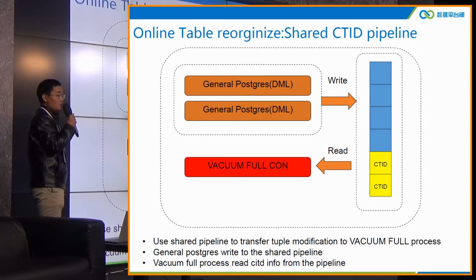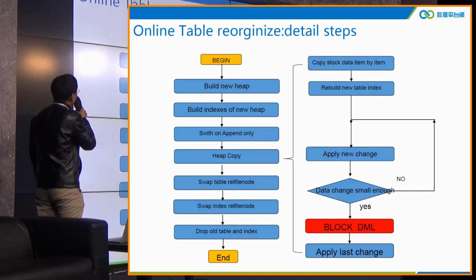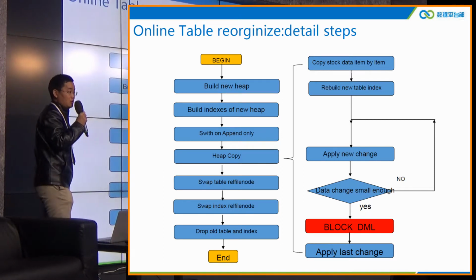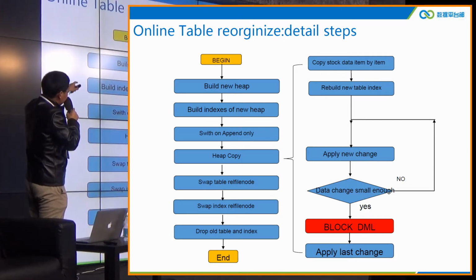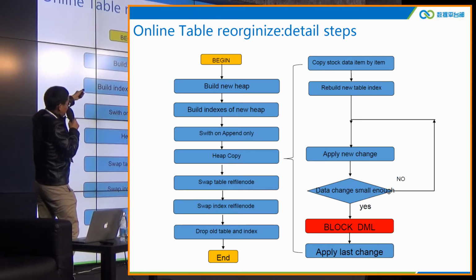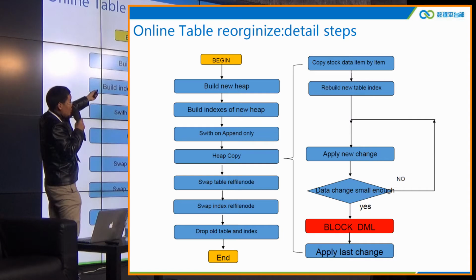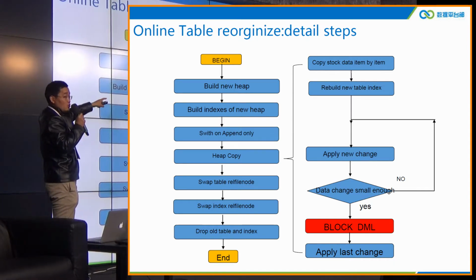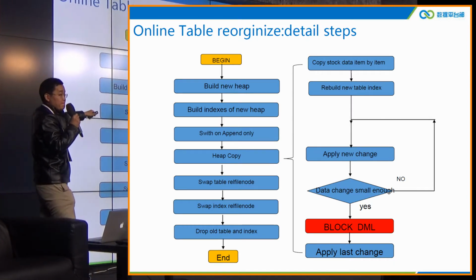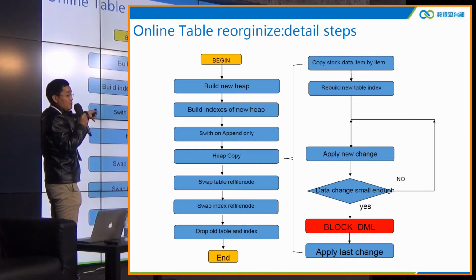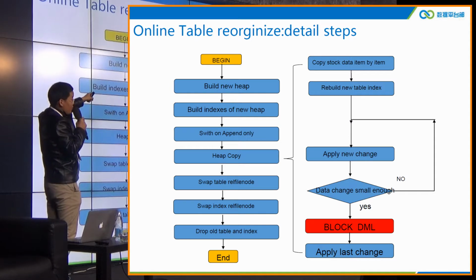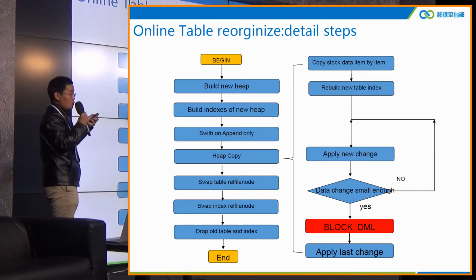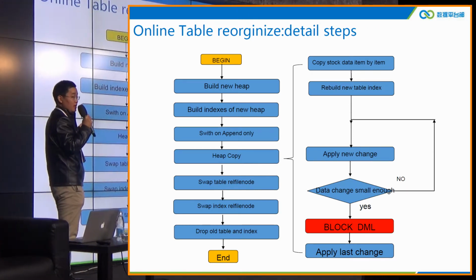After these two background technologies, we'll come into the detail. This is about the online vacuum full step detail. At first, we just use a low-level lock to build a new heap. Of course, the new heap is based on the catalog of the source heap, so we just copy the catalog into the new heap. And after we build the new heap, we build the new indexes of the new heap. These indexes are also based on the source indexes.